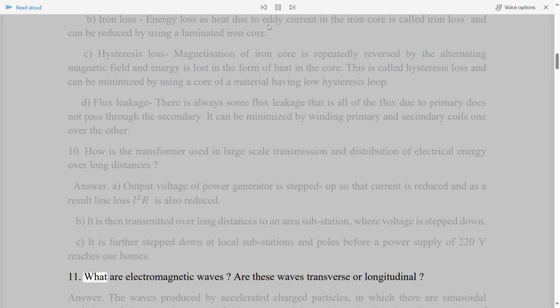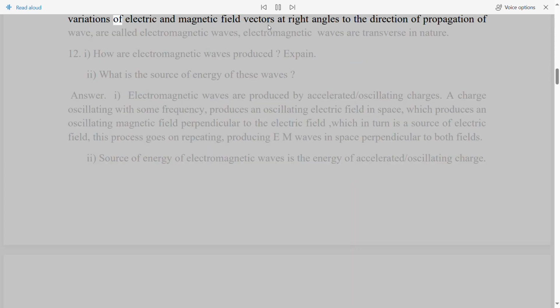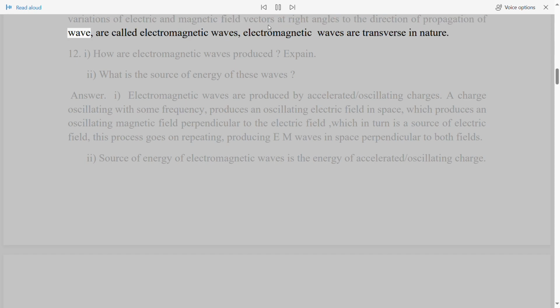12. What are electromagnetic waves? Are these waves transverse or longitudinal? Answer. The waves produced by accelerated charged particles, in which there are sinusoidal variations of electric and magnetic field vectors at right angles to the direction of propagation of the wave, are called electromagnetic waves. Electromagnetic waves are transverse in nature.